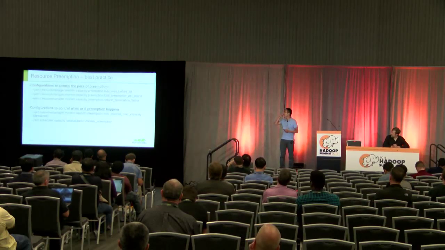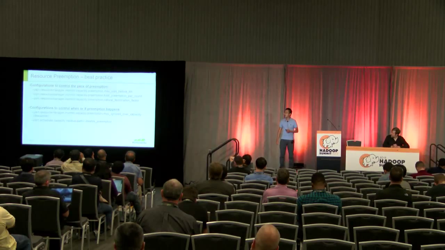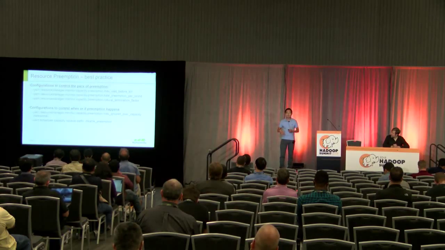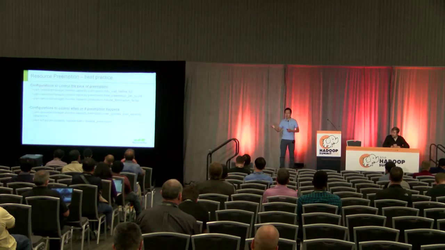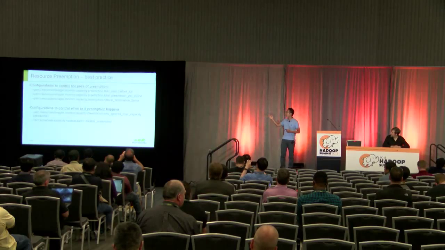There are some best practices for resource preemption. There are some configurations to control the pace of preemption. First is the max wait before kill. This controls when a container will be killed by the resource manager. The resource manager will wait for some time before killing the container. This is to make sure the application can save the state of the container. When you increase this value, it will not preempt containers too aggressively.